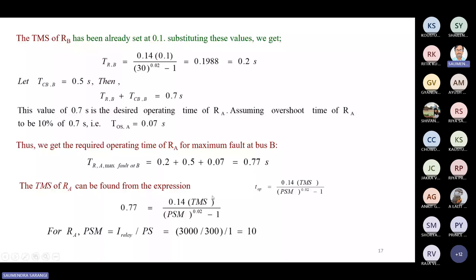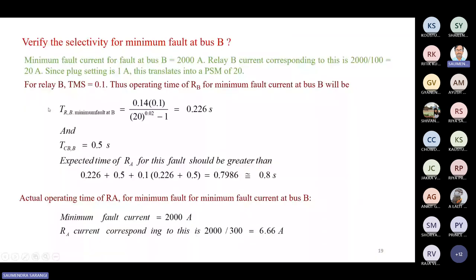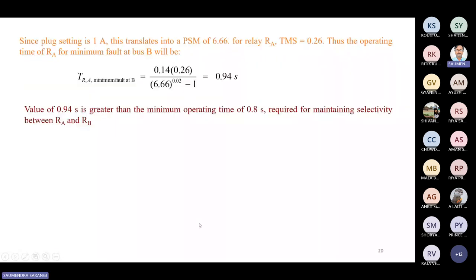So for 2000 ampere, first we checked the minimum time of operation of RB, which is 0.14 times the TSM of this one, 0.1, divided by 20 to the power 0.02 minus 1, that is 0.226. However, the circuit breaker operating time is equal to 0.5 seconds. So now you see this is 0.79, so 0.8 seconds is the operating time of the RB. However, the actual operating time we are getting at B is what we have to calculate from this, which is 0.94 seconds. Are you getting it? So the value of RB is greater than the minimum operating time delay required for maintaining the selectivity. It means what?